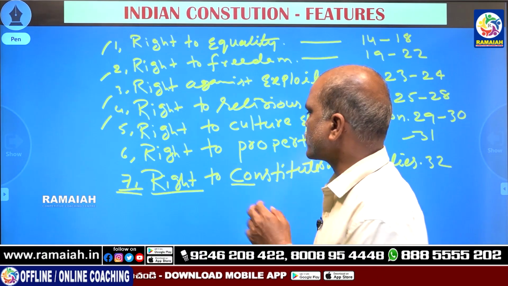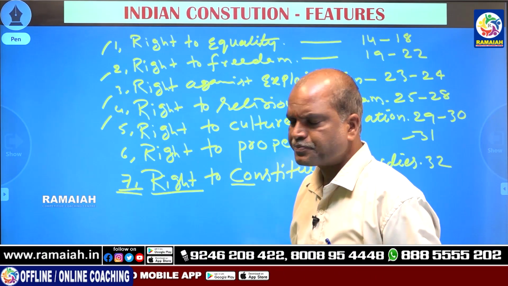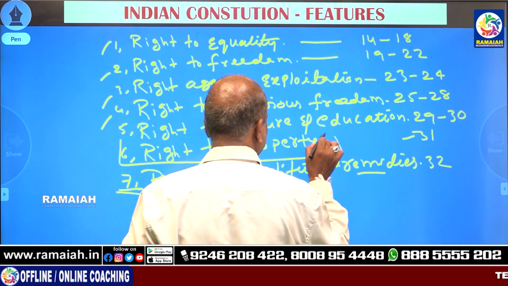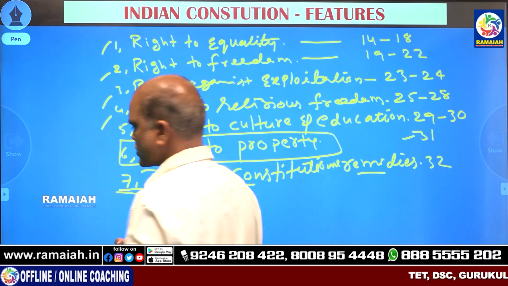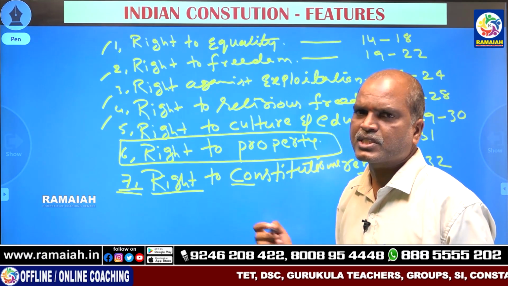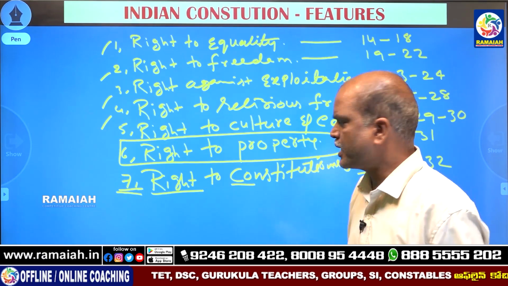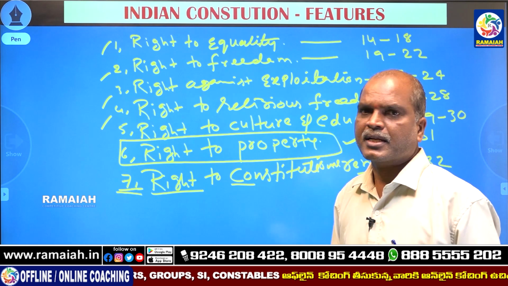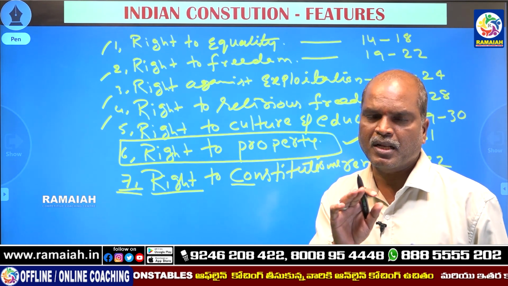Clear? Next one. Present fundamental rights are just 6. How many? 6. Which fundamental right was deleted from the list of fundamental rights? That is right to property. Which one? Right to property. Got it, all of you?